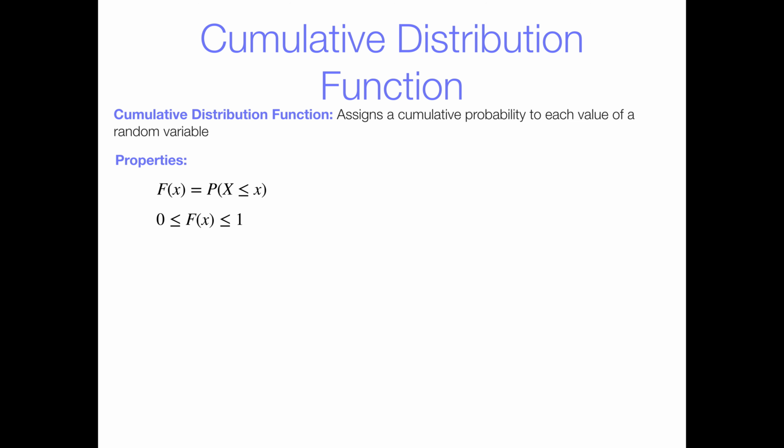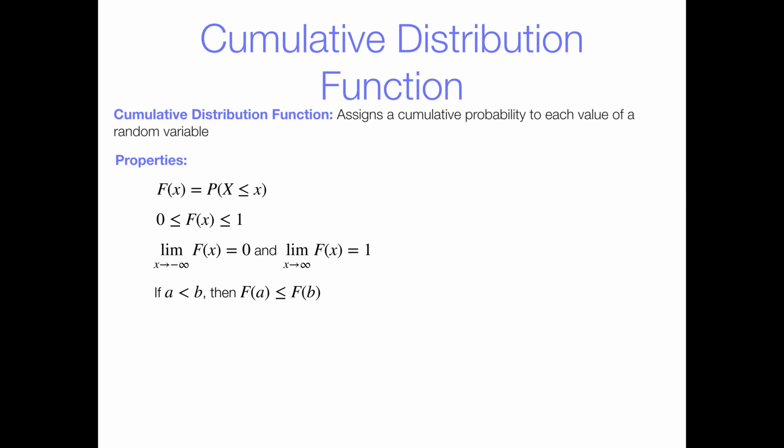And again, it's a cumulative probability, but it is still a probability. It needs to be between 0 and 1. And we've got some fun facts about it. The limit as x approaches negative infinity of capital F of x is 0. The limit as x approaches positive infinity is 1. And when we look at the graph, we'll see that.